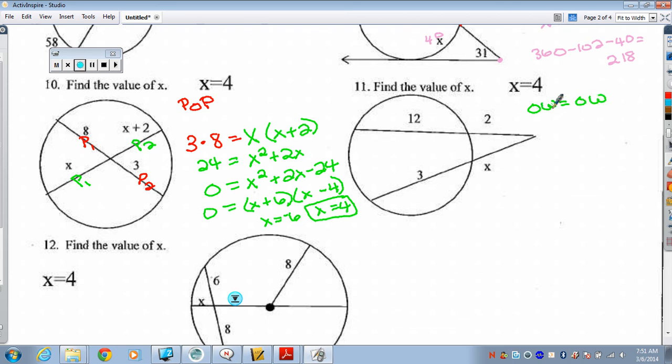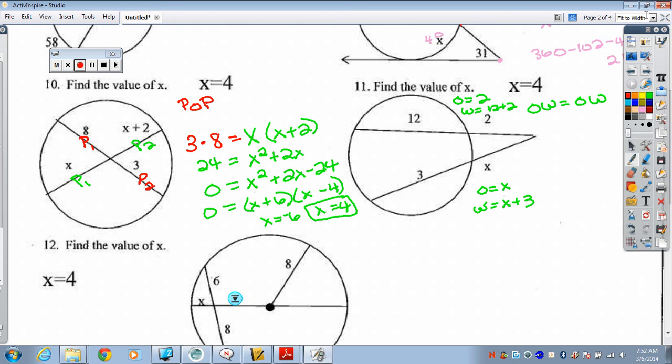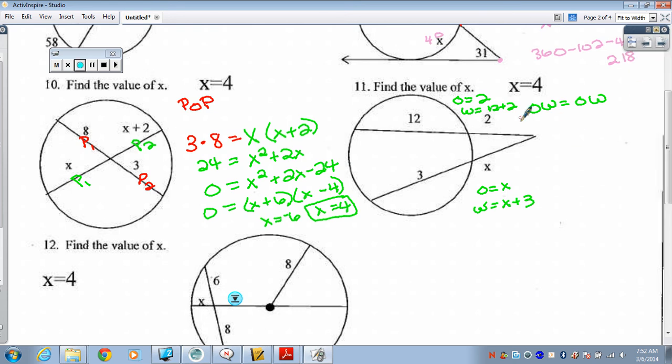This one is your OW equals OW: the outside times the whole equals the outside times the whole. The outside over here, O equals 2, W equals 12 plus 2, which is 14. Over here, the outside equals x, and the whole side equals x plus 3. So 2 times 14 equals the outside, x, times the whole, x plus 3. Distribute. Over here, you're going to get 28 equals x squared plus 3x.